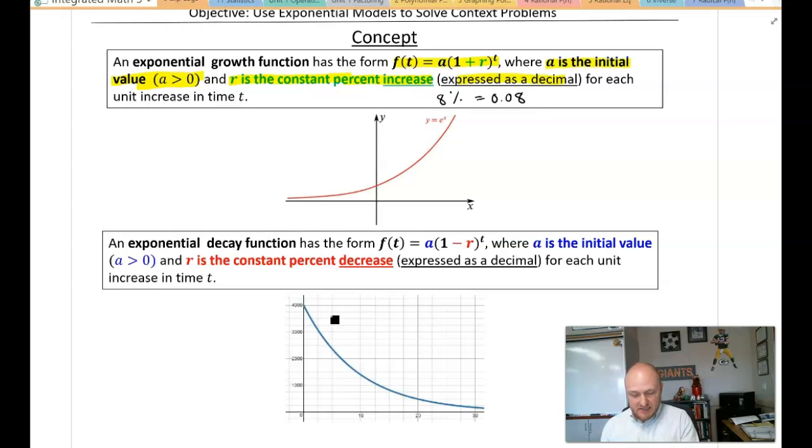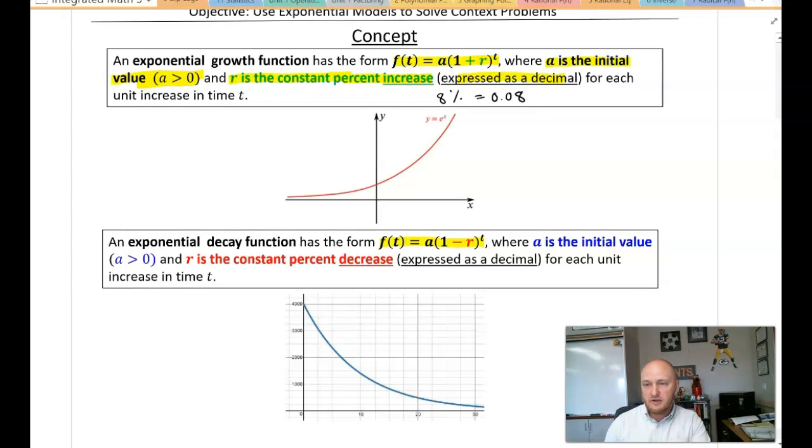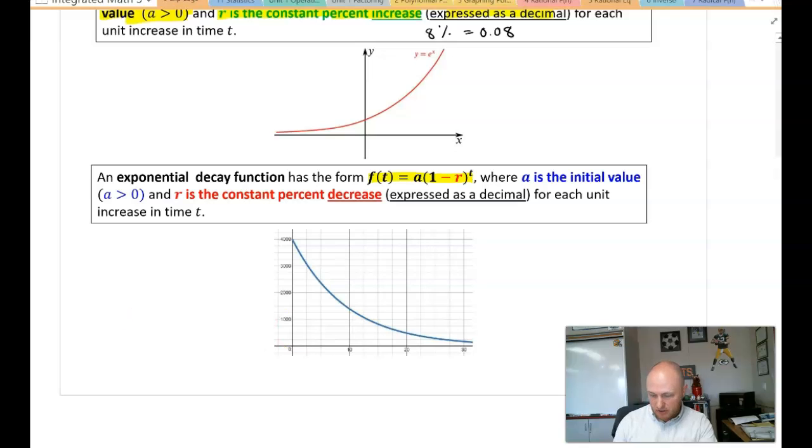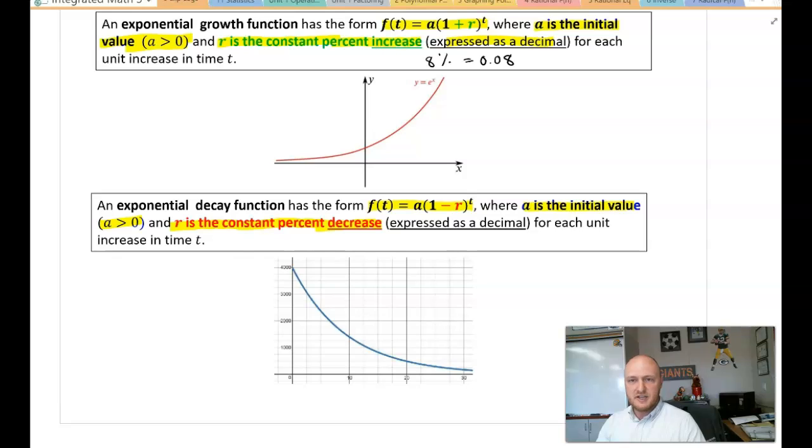Exponential decay is extremely similar. F of t is equal to a times 1 minus r to the power of t. Here we still have an a value, an initial value, but r in this case is a decrease. We're subtracting that rate. And we'll look over some examples in a second.